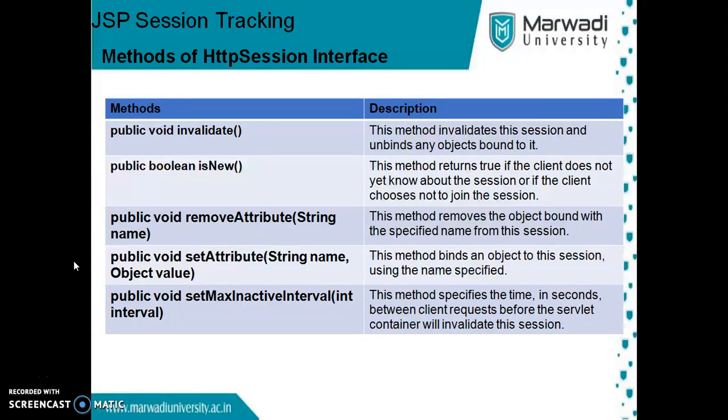removeAttribute. It is going to accept one String argument and the return type is void. This method will remove the attribute from the session. setAttribute(String name, Object value). It is going to accept two arguments of type String and Object. This method will set the attribute in your session, that is a key value pair.